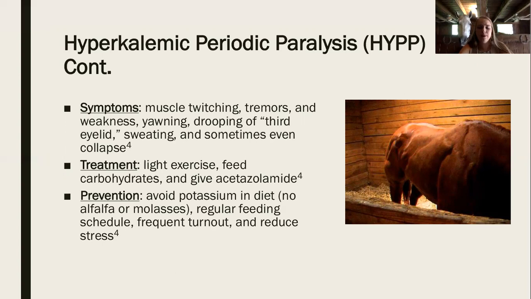And then to prevent episodes from occurring, you want to completely just avoid potassium in the diet. This means do not feed them alfalfa or molasses. And you want to keep horses on a regular feeding schedule. You want to frequently turn them out in the pasture for grazing time and just completely reduce all stress to the horse, which may mean no trailering for long distances. You want to watch them carefully at a horse show. Just make sure your horse is happy and healthy as possible.